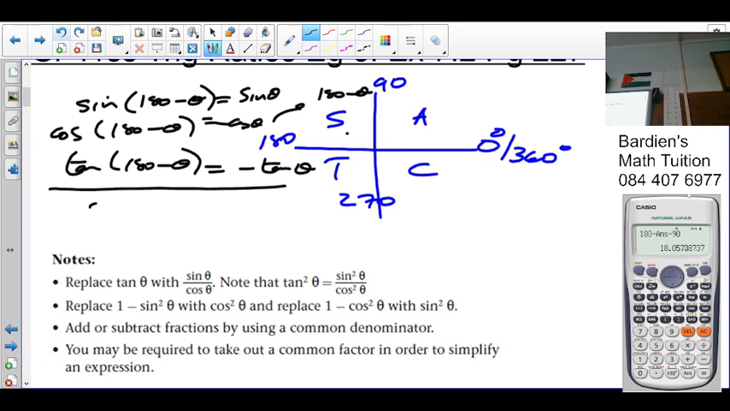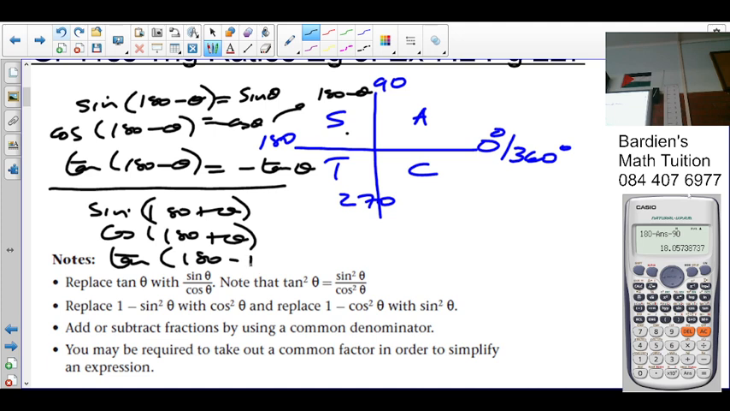Then we say sine 180 plus theta, cos 180 plus theta, and tan 180 plus theta. So 180 plus theta takes me to quadrant 3. Sine is negative, so it's negative sine theta. Cos in the third quadrant is negative, so it's negative cos theta. And tan in the third quadrant is positive, so it's tan theta.